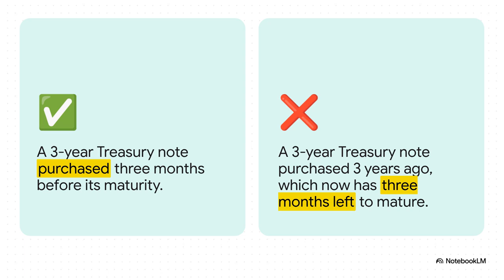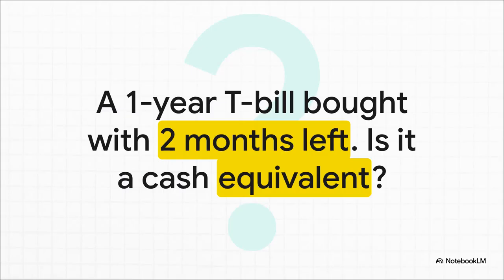So look at the left side. A company buys a 3-year Treasury note when it only has 3 months left. That qualifies. Now look at the right. It's the same note, same 3 months left, but the company bought it 3 years ago. That does not qualify. Why? Because it all comes down to the date of purchase. That's the whole game.